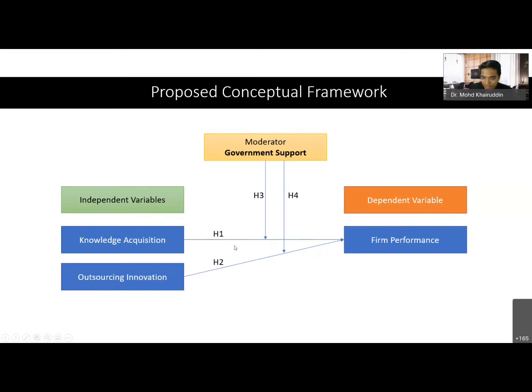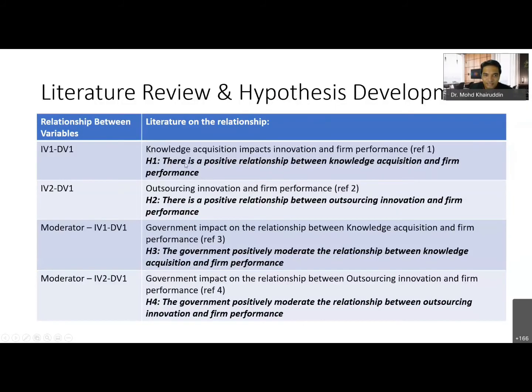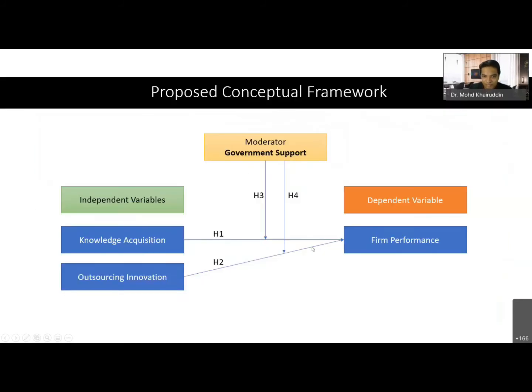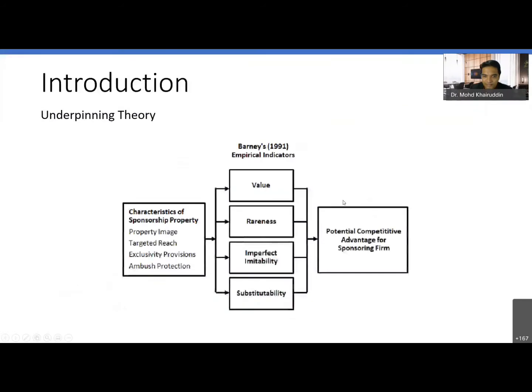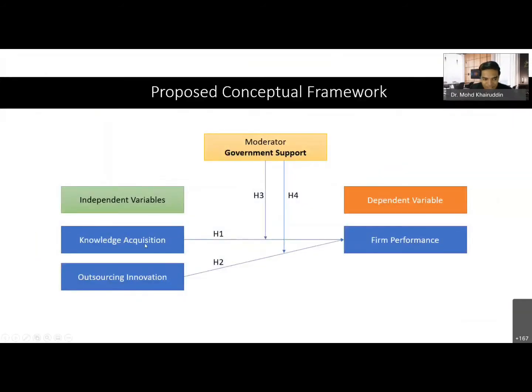So we're already done for this one, H1. There is a positive relationship between knowledge acquisition and firm performance. So we have this one. It is also correlated and corroborated with a research objective to examine the relationship between knowledge acquisition and firm performance. So we go back to examine the knowledge acquisition and the firm performance. All right, it's very clear, very simple.